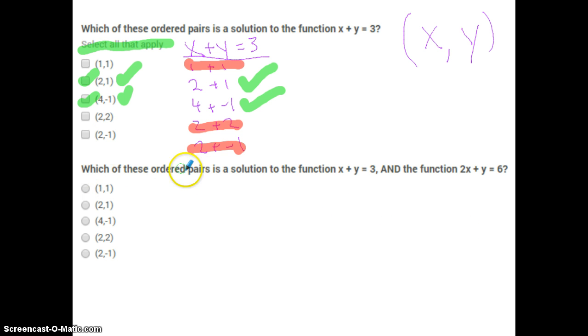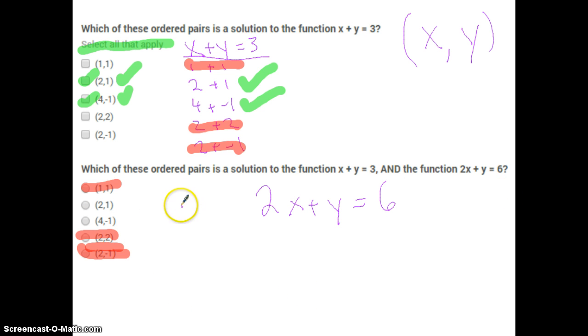Okay, next one. Which one of these ordered pairs is a solution to the function x plus y equals 3 and this other function 2 times x plus y equals 6? Well, most of these I've already eliminated on account of they don't solve the first equation. Let's see, this and this are all already out of the mix. So I only need to figure out, is 2 comma 1 a solution to the second? I know it's the solution of the first one, but is it the solution of the second one? 2 times x plus y equals 6. Or is it 4 and negative 1?